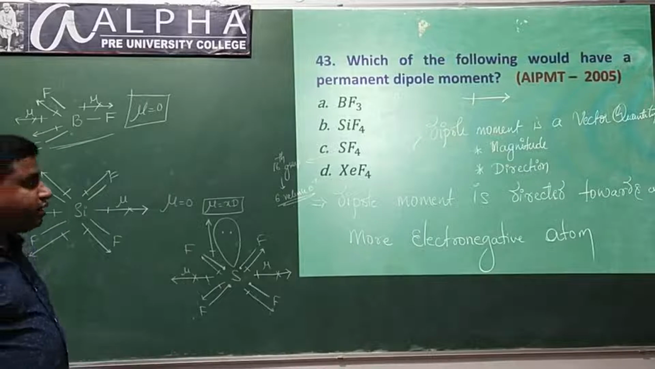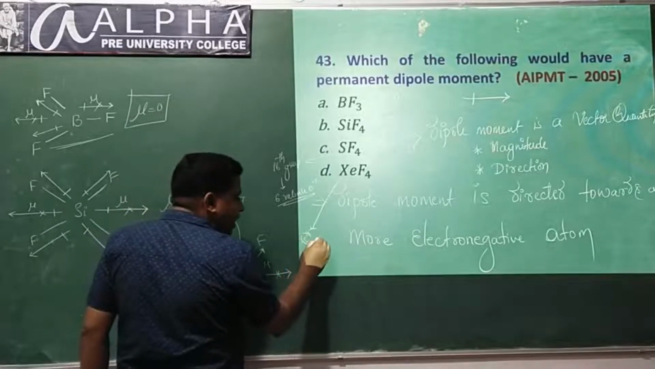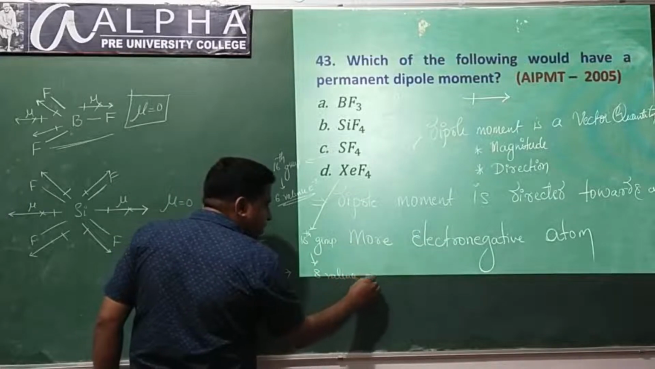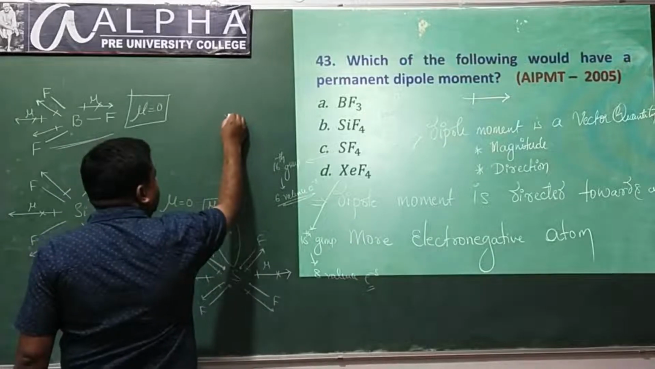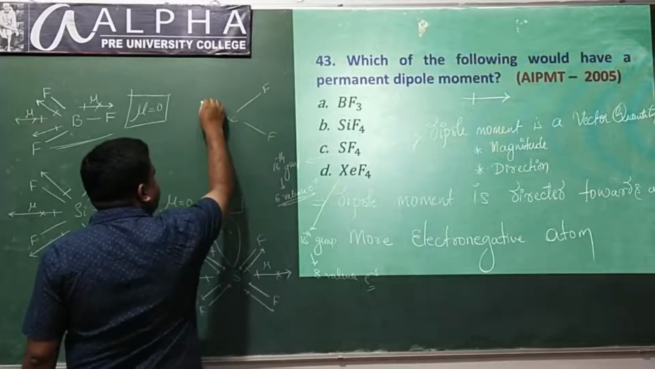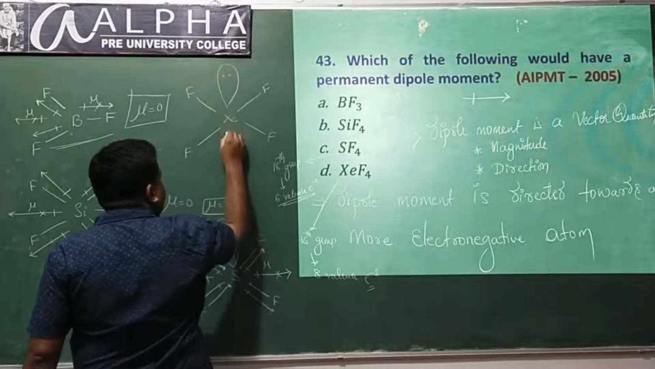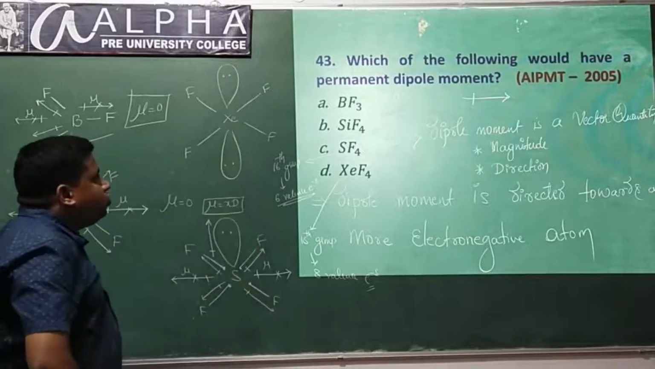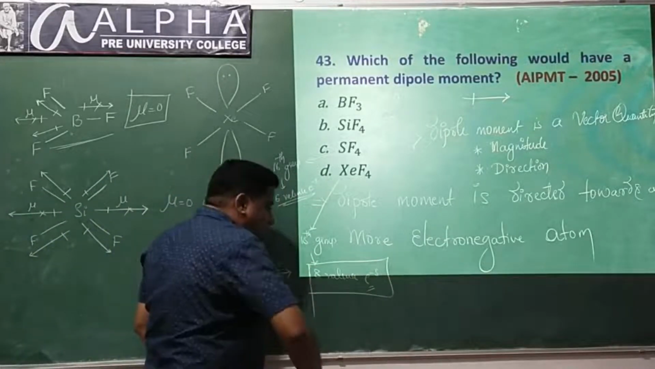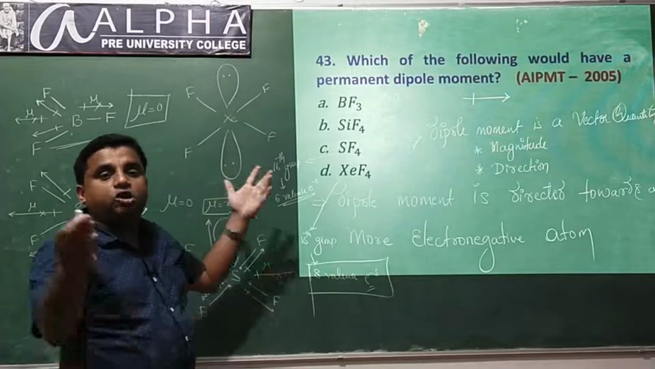Now let us talk about xenon tetrafluoride. Remember, xenon belongs to the noble gas family, that means 18th group. 18th group means how many valence electrons? Yes, 8 valence electrons. Out of 8 valence electrons, xenon will form 4 bonds with 4 fluorine atoms, and the remaining 4 will be lone pair of electrons.